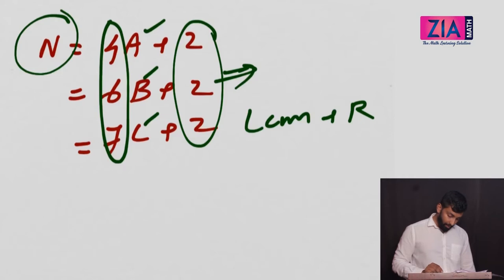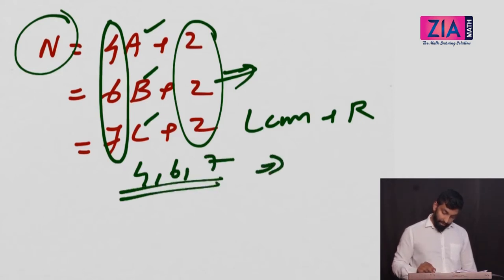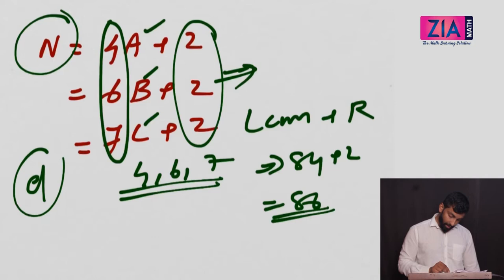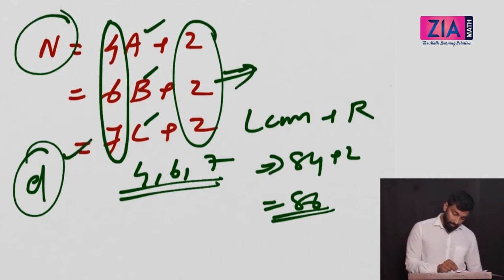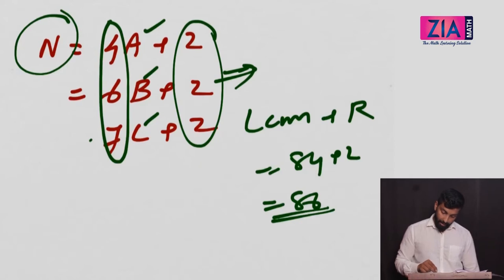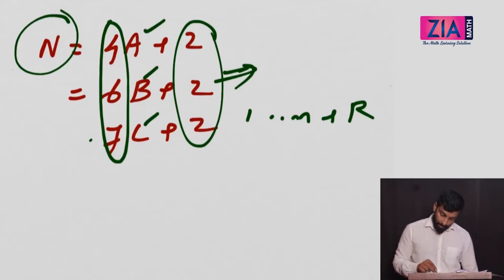So what is the LCM here? For 4, 6, 7, the LCM is what you need to find out. You will get 84 plus 2, which is 86. So what is your answer? The answer for this question is D. This is nothing but case 1 that we have discussed, where the remainder is same. So your answer is LCM plus remainder.